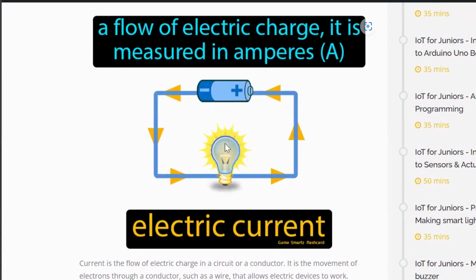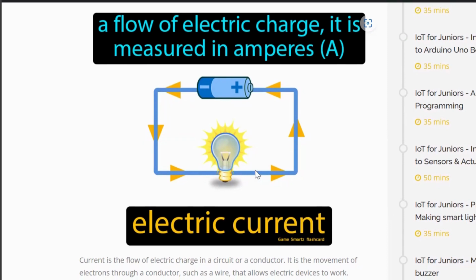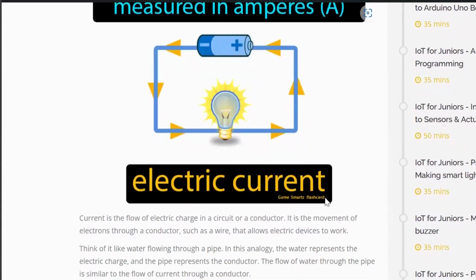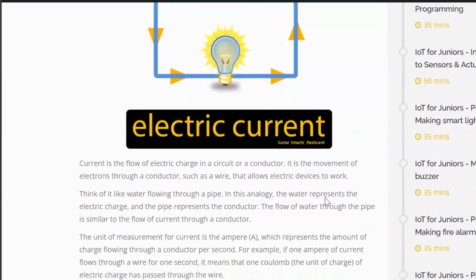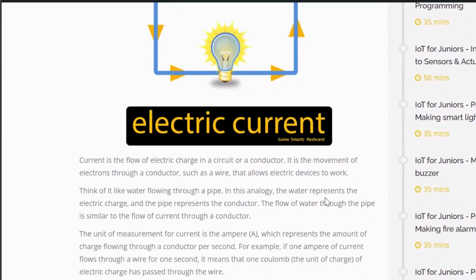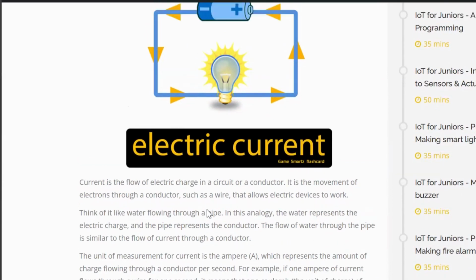Electric current is basically flow of electrons between source and destination. You can understand it with an analogy: like water falls from higher altitude to lower altitude, similarly, electrons flow from high potential to low potential.